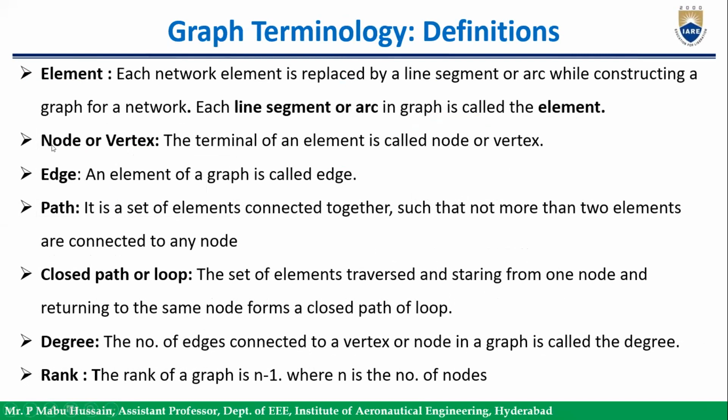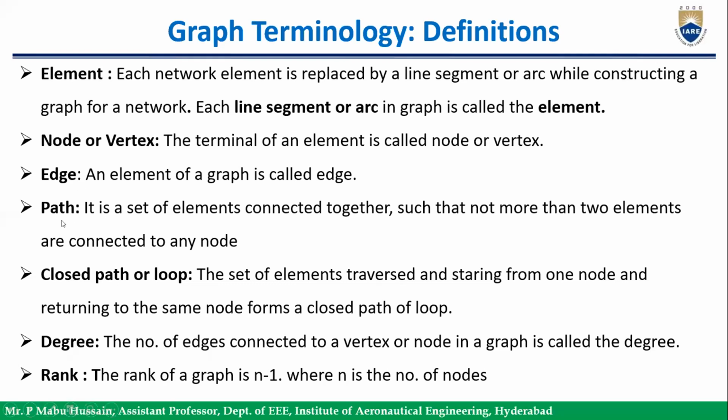Now what is a node or vertex? Node and vertex are the same. It is the point where 3 or more branches are connected together. A terminal where 3 or more elements are connected is called a node, and you can even call it a vertex. Then you have the edge. The edge is nothing but an element of the graph, a line segment or an arc in the graph. Each line segment is called one edge of the graph.